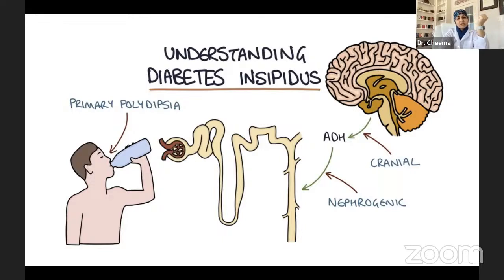In this diagram, you can see how ADH is released from the brain, from the posterior pituitary gland. An increase in the osmolarity of the blood is the trigger that causes ADH to be produced, and it signals the cells in the kidney tubules, as you can see in this diagram, to reabsorb more water, thus preventing additional fluid loss in the urine.